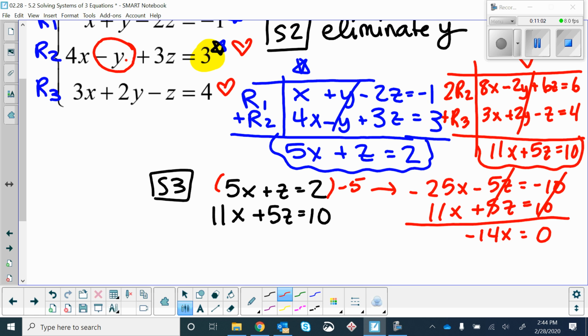And now I solve for x. I have one more step. Divide by -14.